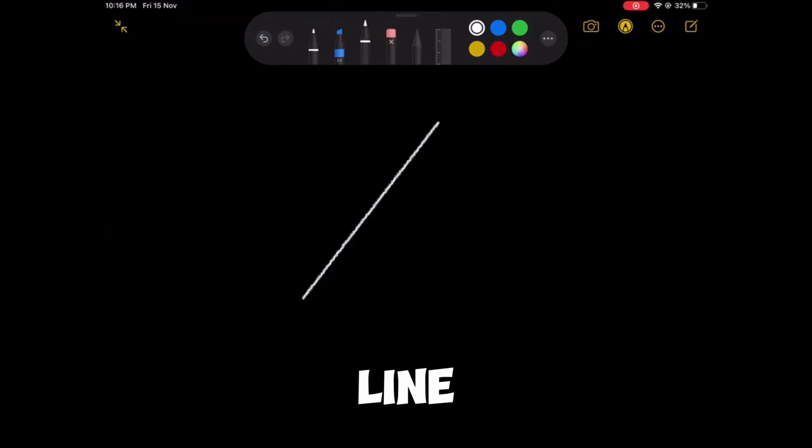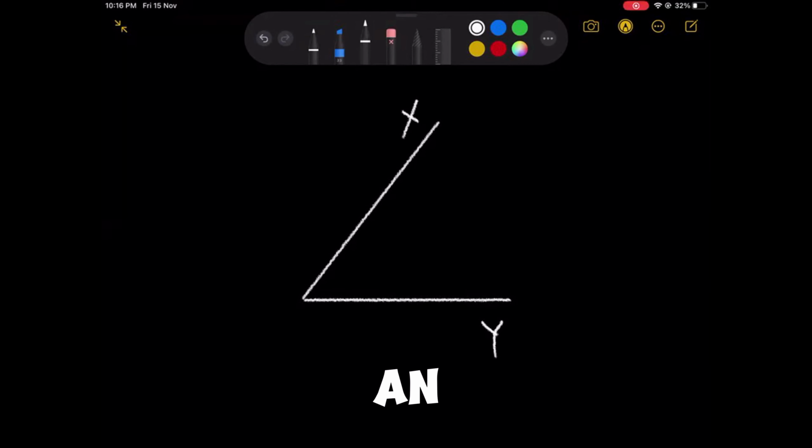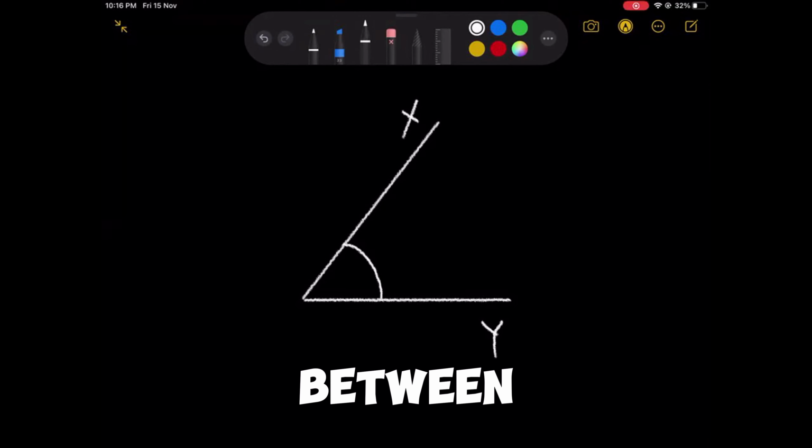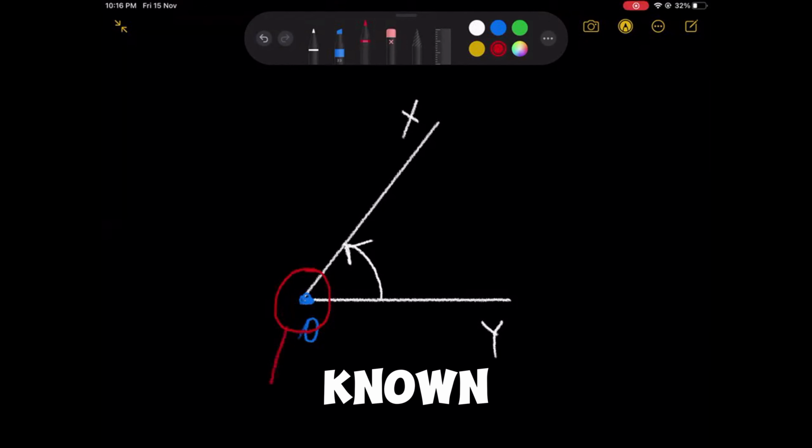Let's say we have this line, let's name that line X, and we have another line, let's call that line Y. So an angle is formed between these two lines. We can see that both of these lines meet each other at this blue point. Let's call that point O. So the point at which both of these lines meet, or the point at which their endpoints meet, will be known as a vertex.